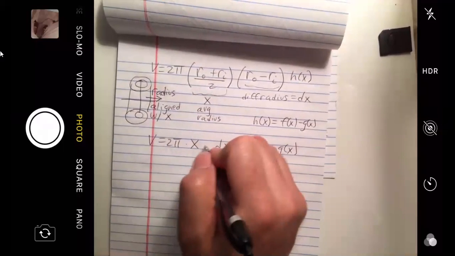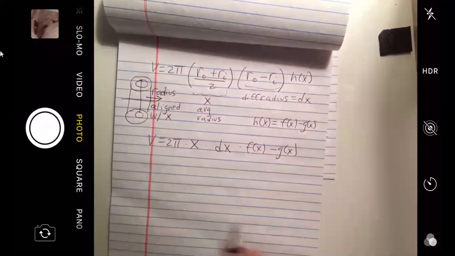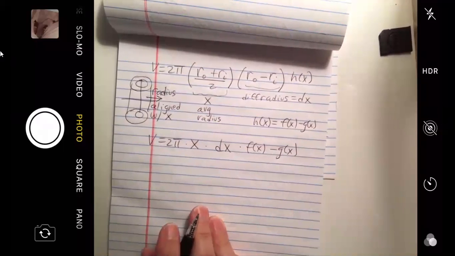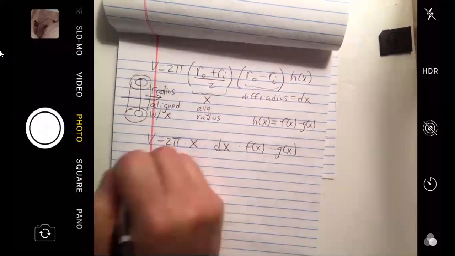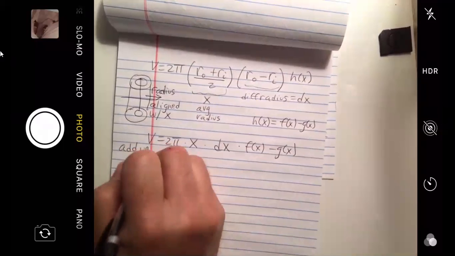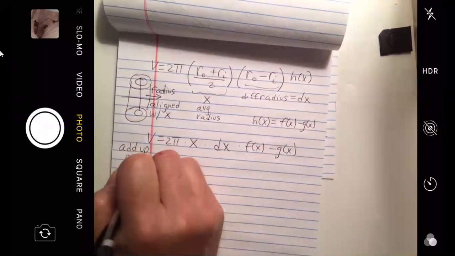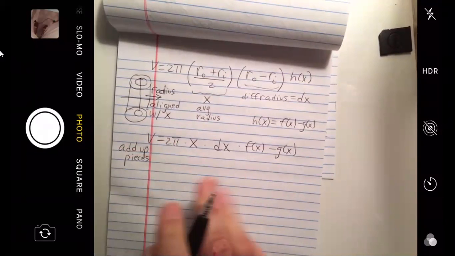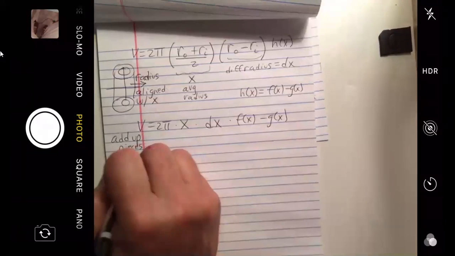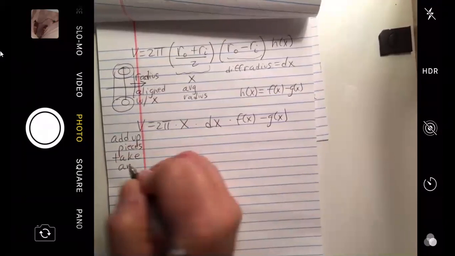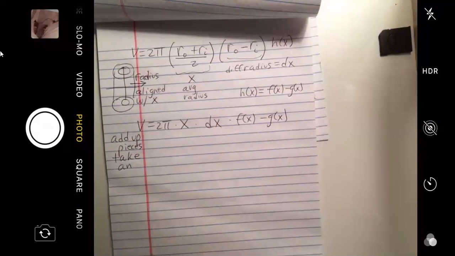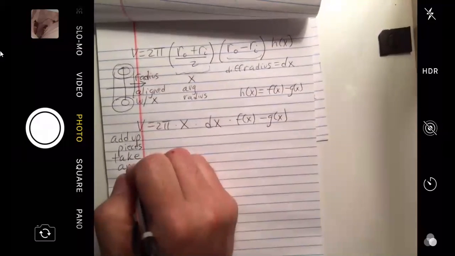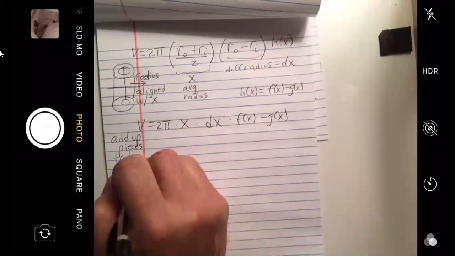All this is multiplied. I'm just separating it out so you can see the pieces. You want to add up the pieces, which means you take an integral. You can bring in the Riemann sums and everything. I'm going to write all that gibberish down. Take an integral.